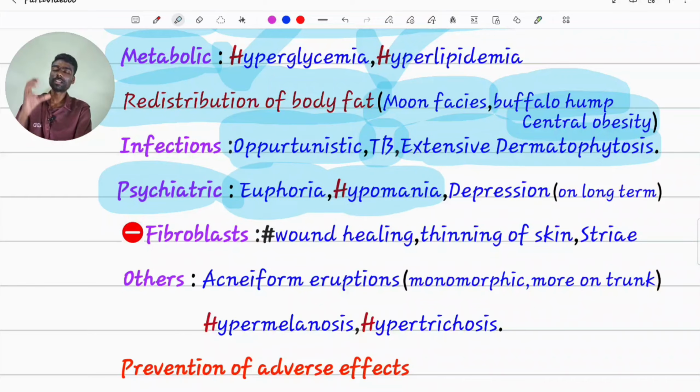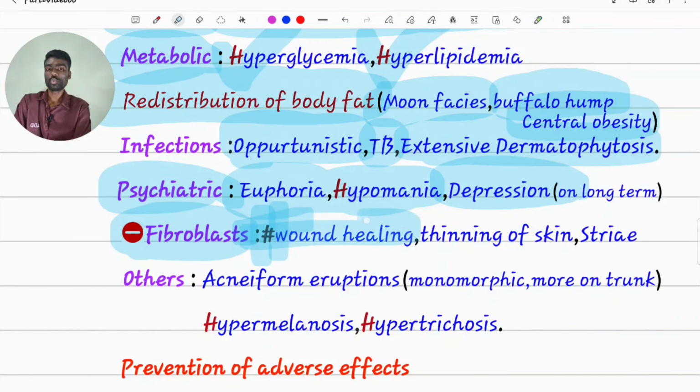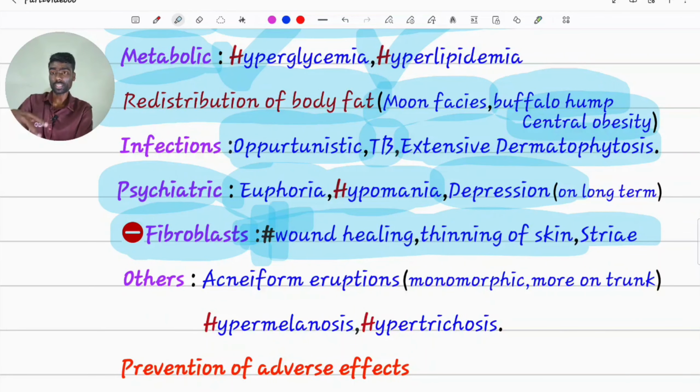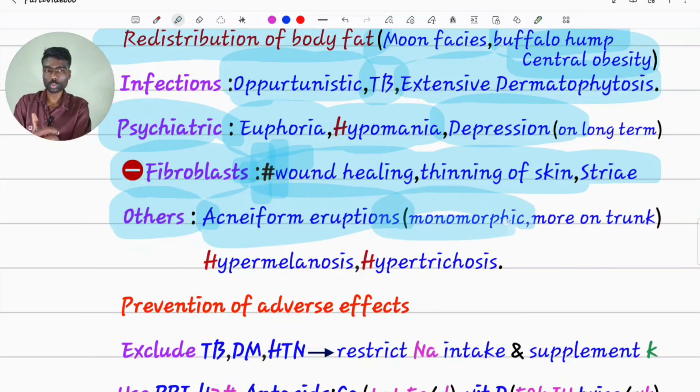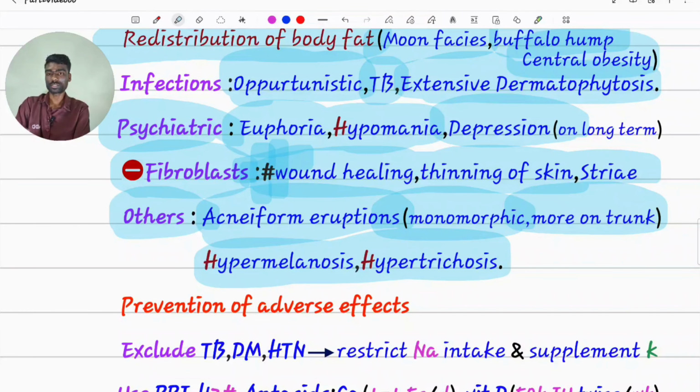If we are giving for a long term, patient may land in depression. Inhibition of fibroblasts will occur, which leads to delay in wound healing, thinning of skin, striae, mainly abdominal striae, which will be purple in color, purple striae, ecchymosis, purpura, these may occur. Others like acneiform eruptions, which will be monomorphic, more on trunk, hypermelanosis and hypertrichosis.